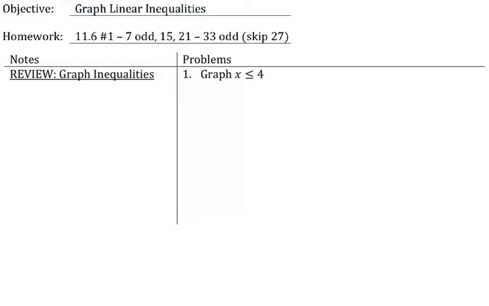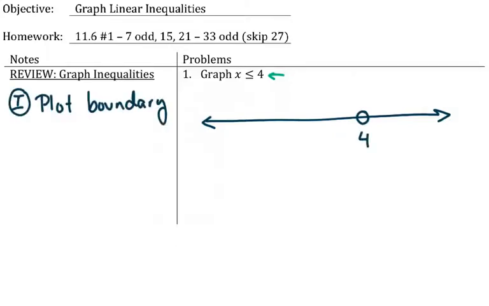And so here we've got an example of that with x is less than or equal to 4. If you remember, we go through three specific steps when we graph inequalities. The first one is to plot the boundary. So if we're looking at our line, our boundary here is 4. And so we're just going to draw a point at 4.